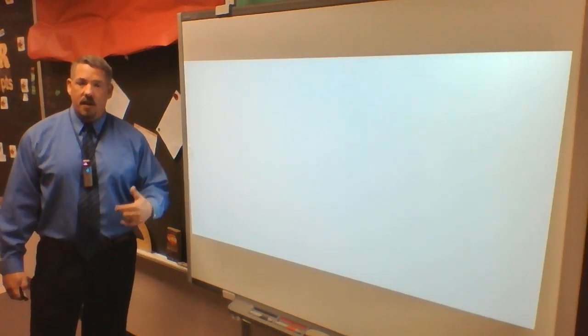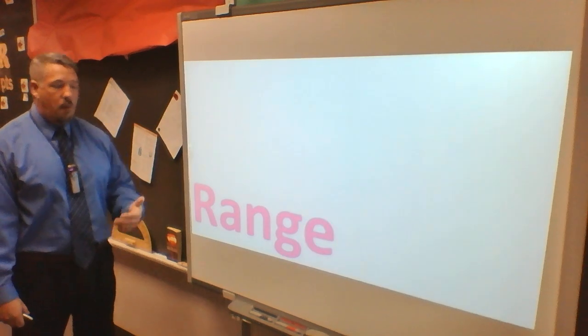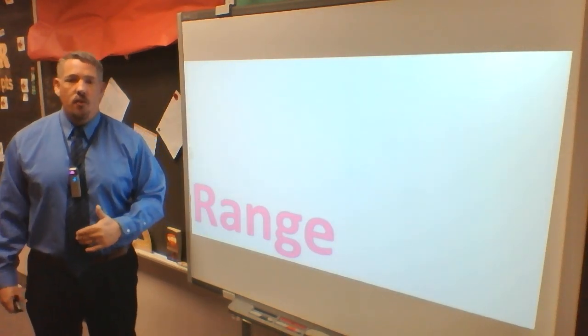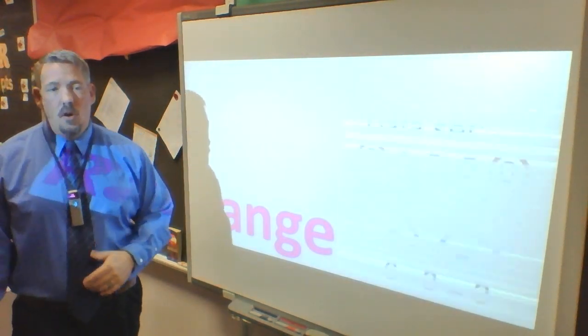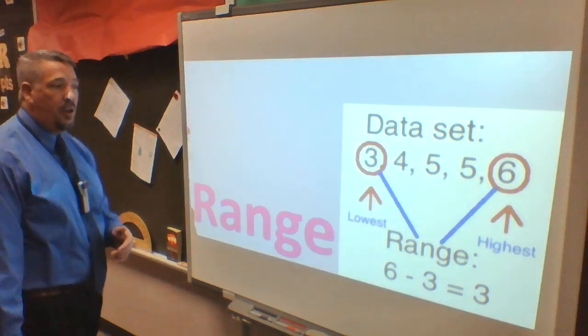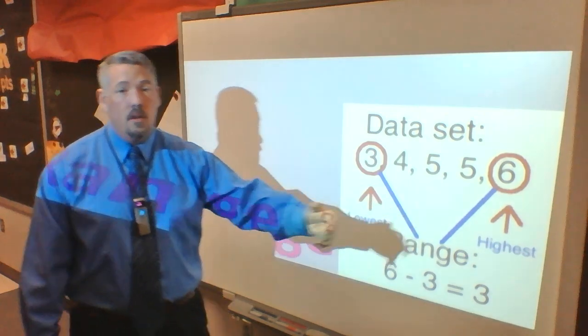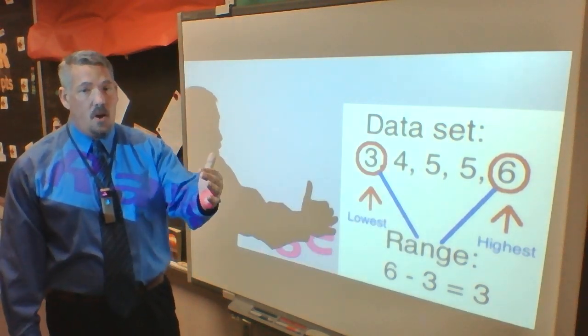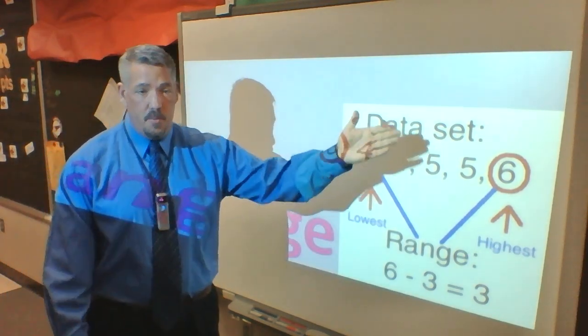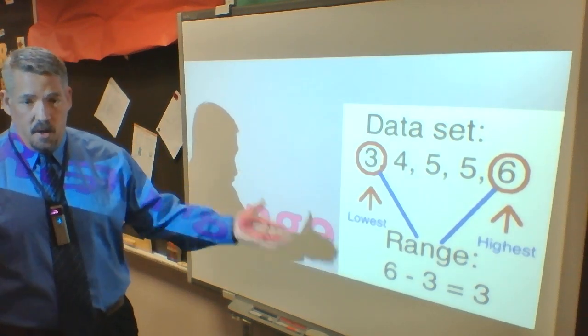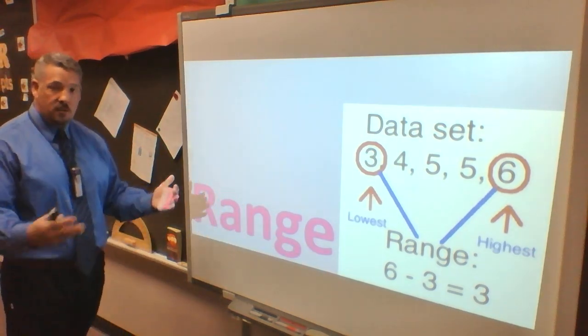The final one then is the idea of range. And range is probably the easy one out of all the 4: mean, median, mode, and range. Range is asking me simply from my smallest number to my largest number. That once again lets me put them in order from least to greatest, chronological order. I simply subtract them. 6 minus 3 gives me 3, so I know my range is 3.